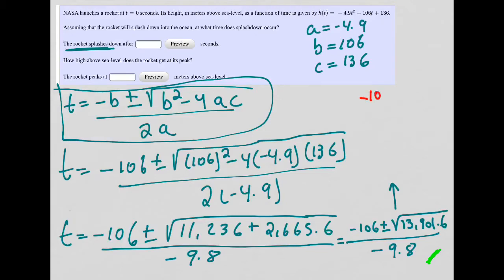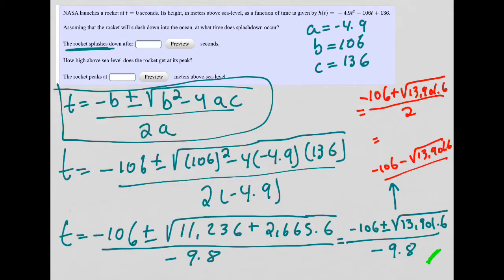Remember, we're going to have one positive and one negative. With big numbers, you want to be careful, it's very easy to make a mistake. Then we have 106 minus, divided by 2. Now let's go ahead and make those calculations.